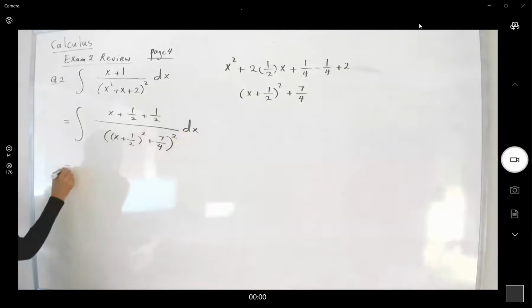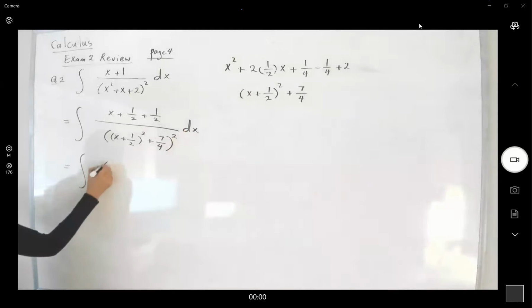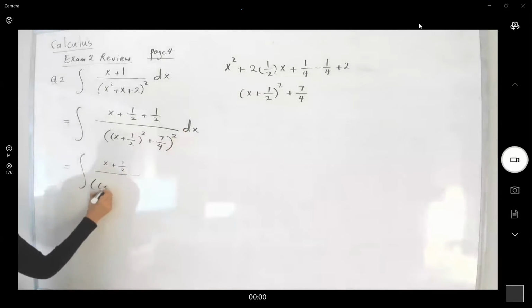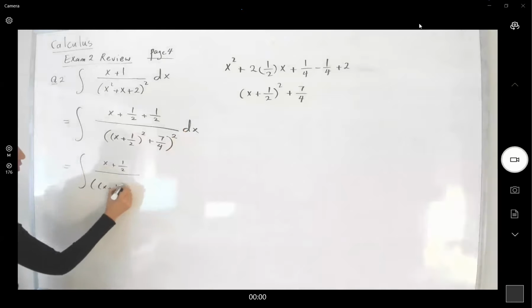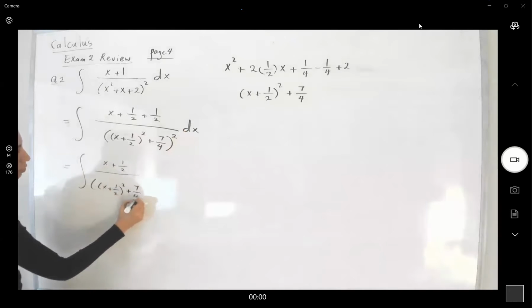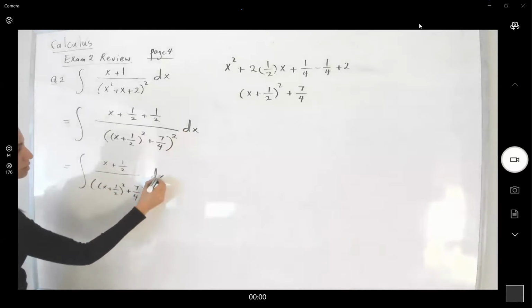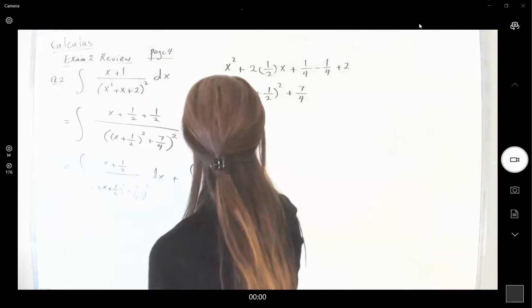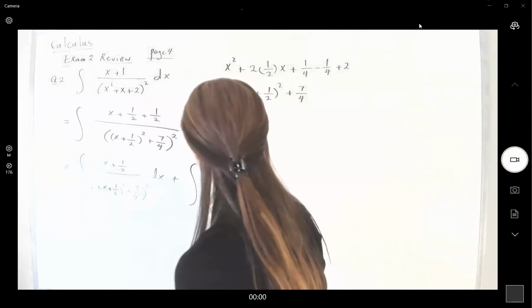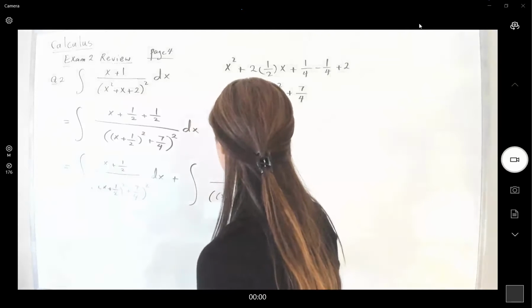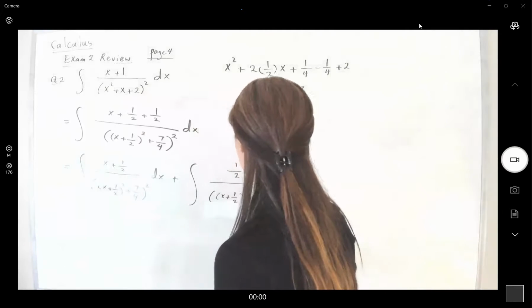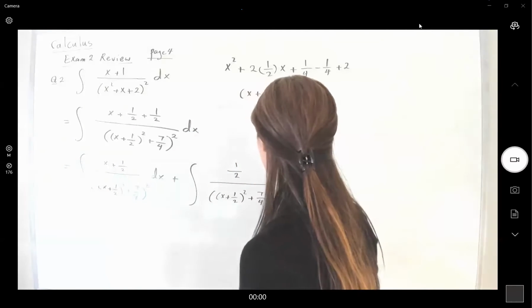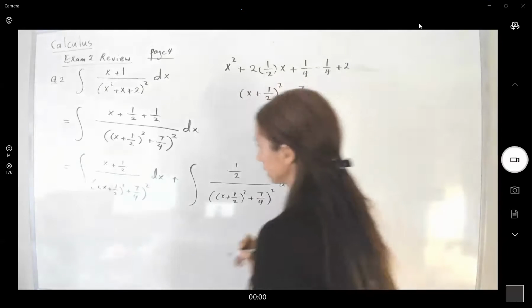And we can separate these into the integral of x plus a half divided by x plus a half squared plus 7 over 4 to the second dx, plus the integral of a half divided by x plus a half squared plus 7 over 4 to the power 2 dx.